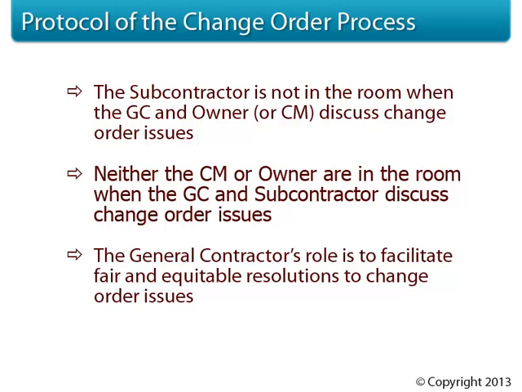The GC needs to be sure the sub receives compensation for their work, and they definitely don't want the sub to be underpaid. But at the same time, the general contractor also wants to be sure that the owner doesn't overpay. The GC should never favor the owner or the sub in a change order negotiation. The GC is truly an intermediary when they're discussing a sub's change order request with the owner.